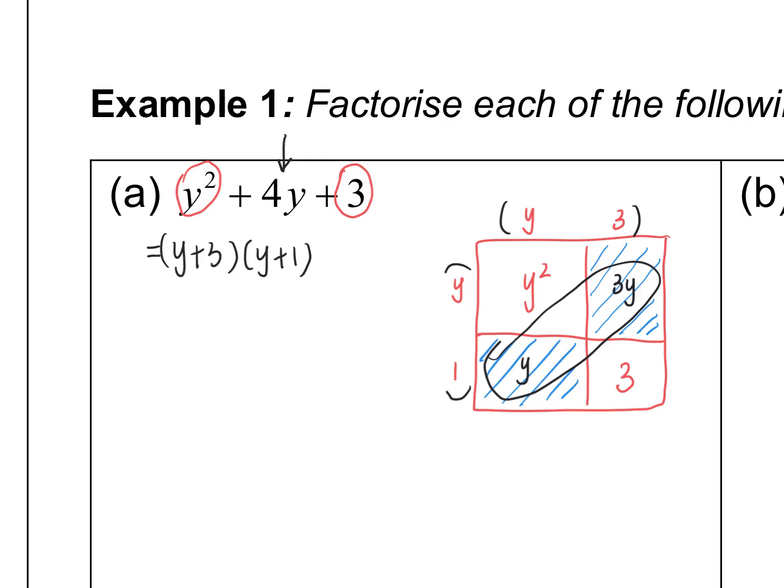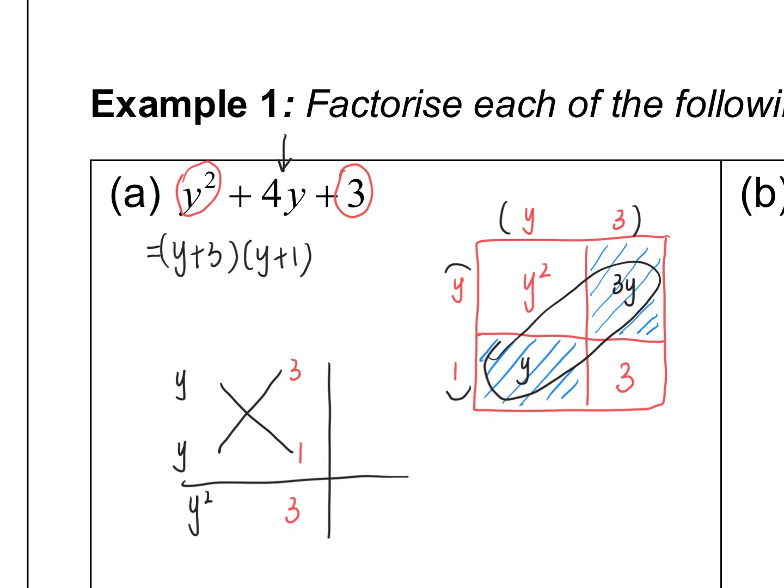Okay? So this is using the area model. If you don't like this, we use the cross product. First, the y square goes here. So y times y gives me y squared. The number goes here. So 3 times 1 gives me 3. Diagonally you multiply, this one is 3y. Diagonally you multiply, this is y. At the last column, if it's correct, it's 4y. Then this is done. These are the 2 factors you want.